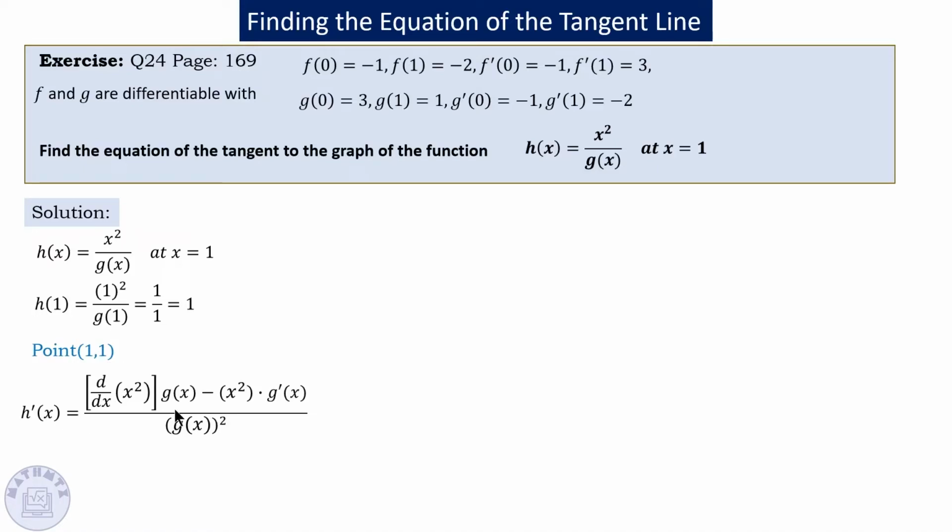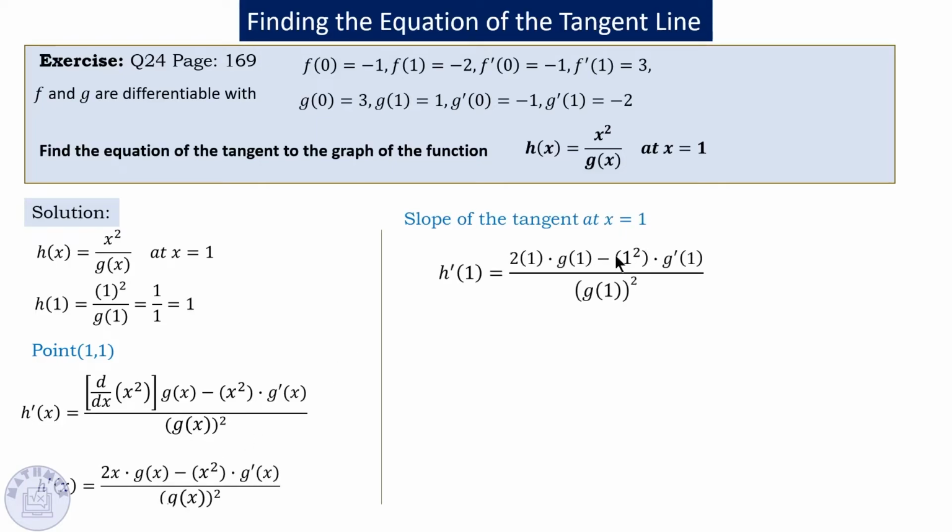Applying the quotient rule, you can see here: derivative of the top times the bottom minus the top times the derivative of the bottom, over the bottom squared. Let's find the slope at 1, substituting 1 instead of x. These are given: g of 1 and g prime of 1 are 1 and negative 2. Again, negative and negative will be positive, over 1, which will be 4. So the slope at x equals 1 is 4.